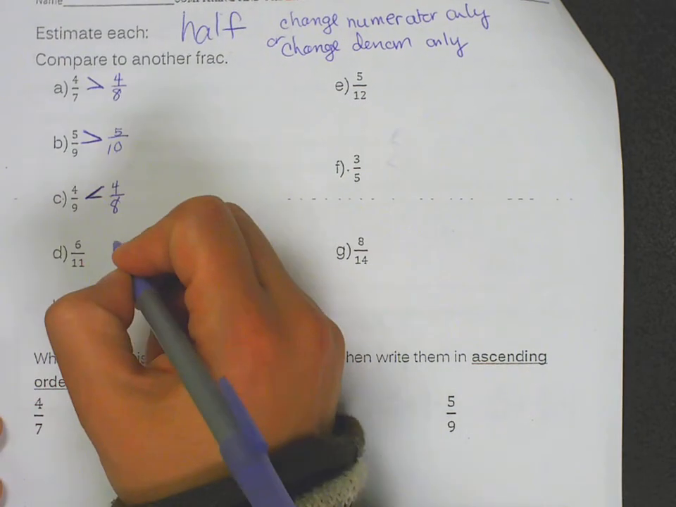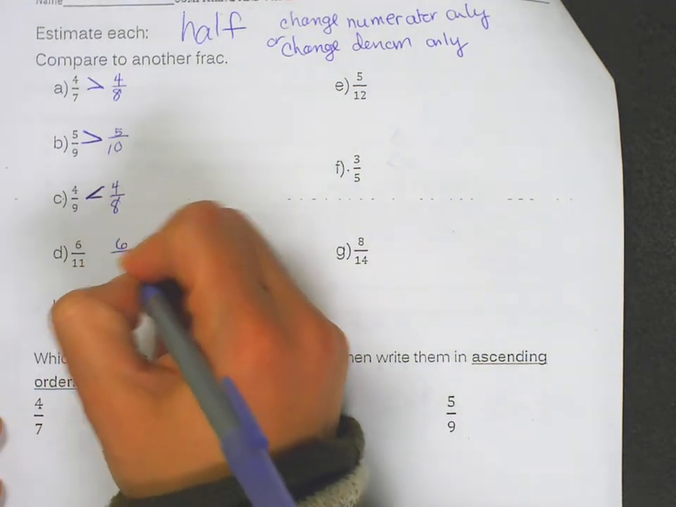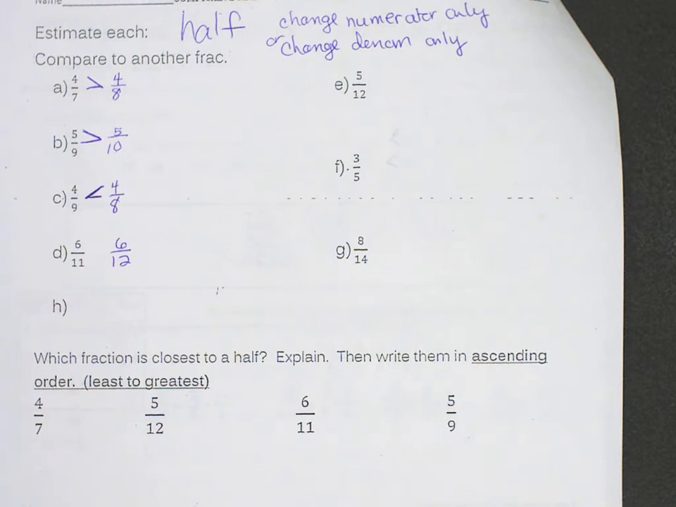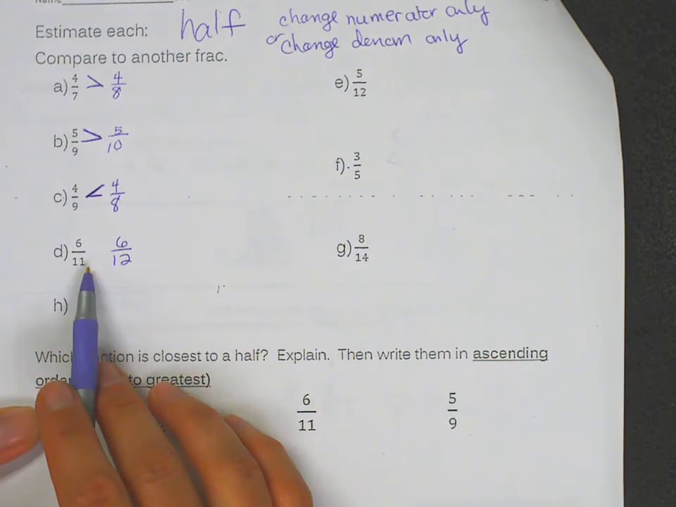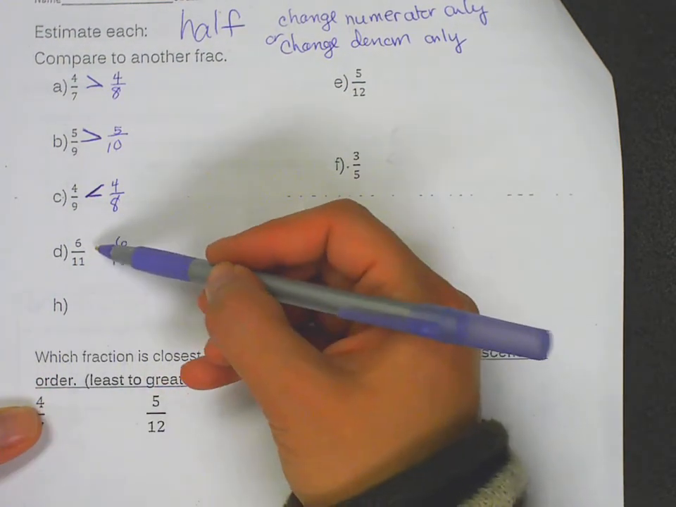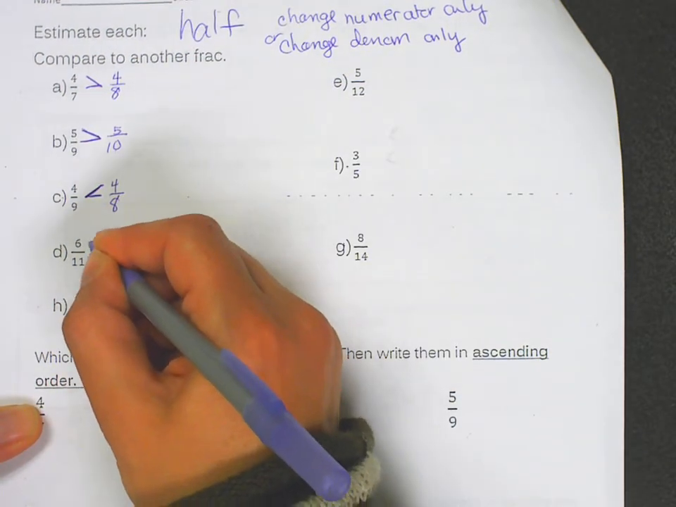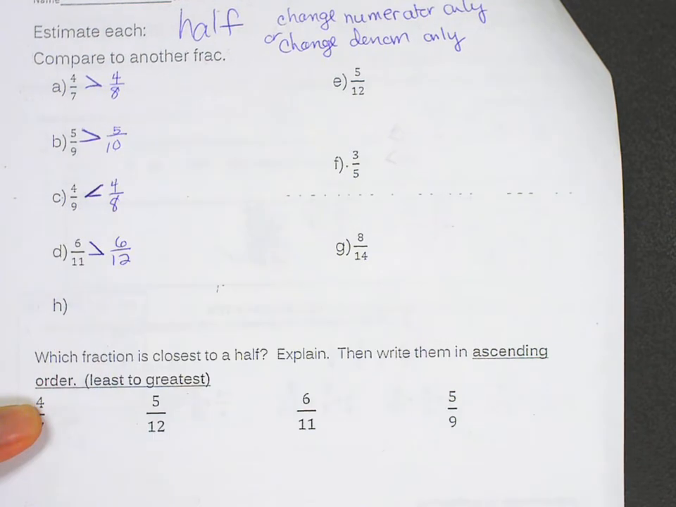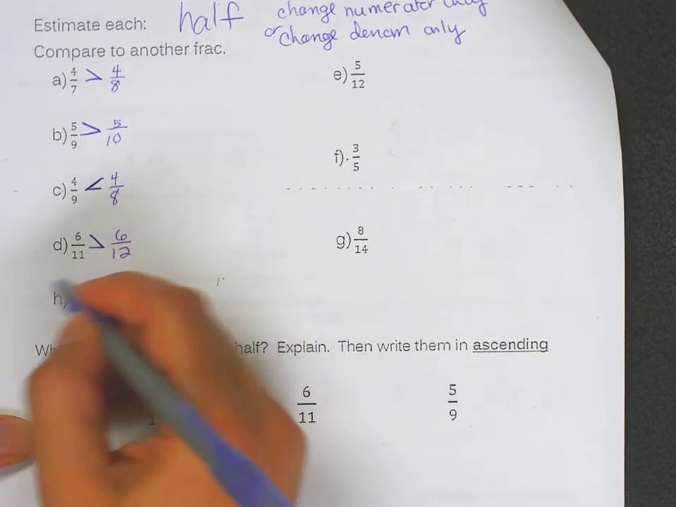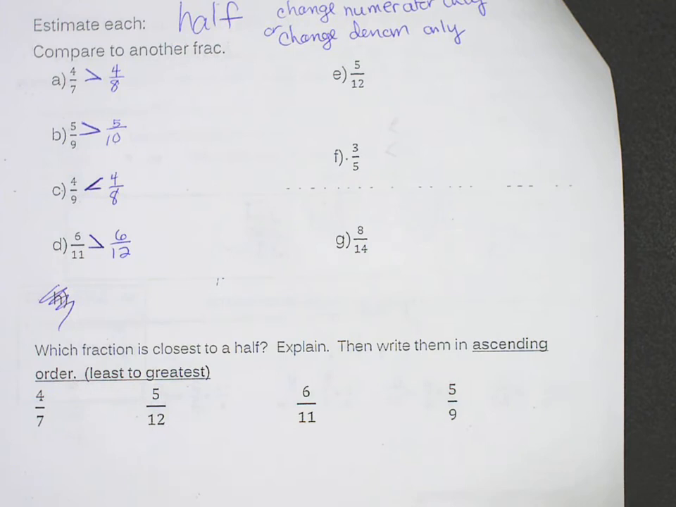6/11. I need a half that's close to this. That would be 6/12. Which one, is 6/11 less or greater than 6/12? It's greater. I have less people to share my pizza with. This is a random H, and now it is gone.